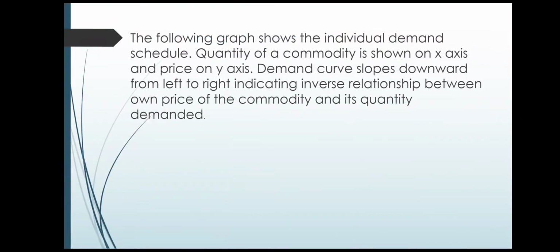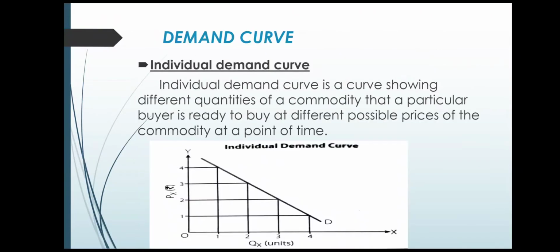So the following graph shows the individual demand schedule. Quantity of a commodity is shown on x-axis and the price on y-axis. Demand curve slopes downward from left to right, indicating inverse relationship between own price of the commodity and its quantity demanded. So just now we saw that demand curve is sloping downward from your left to your right, and this is showing the inverse relationship.